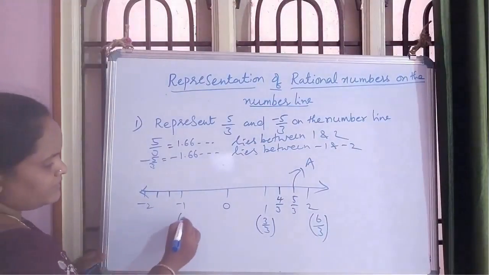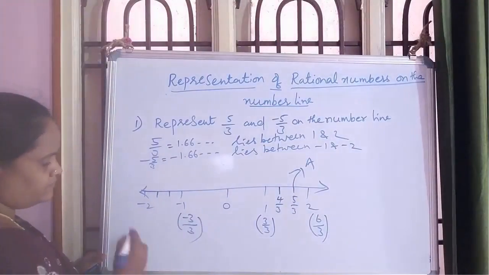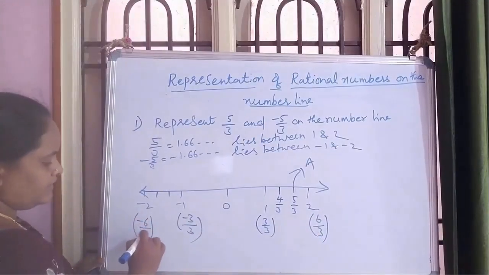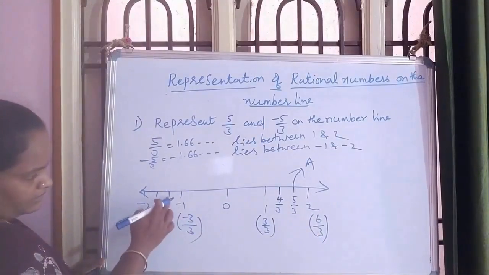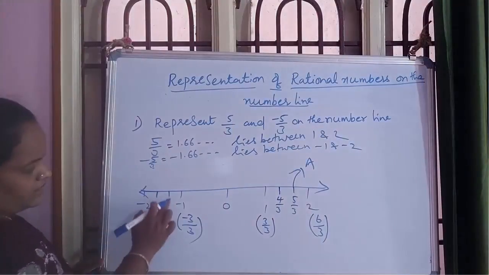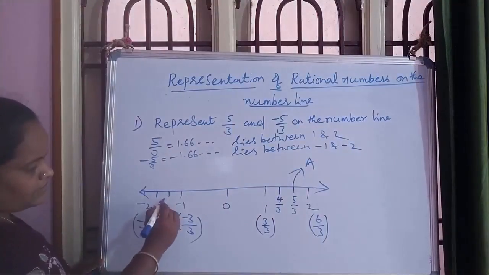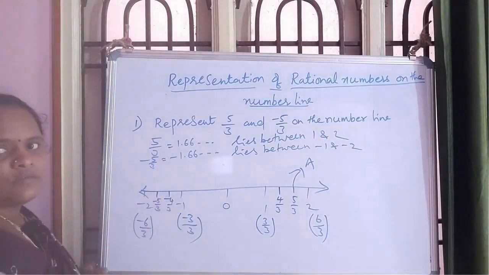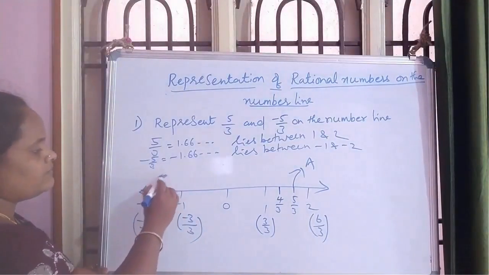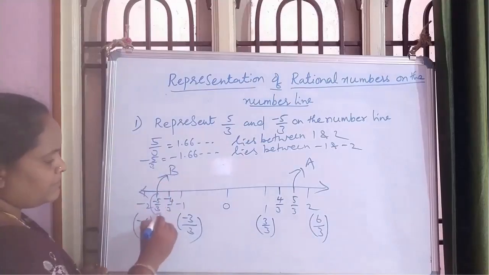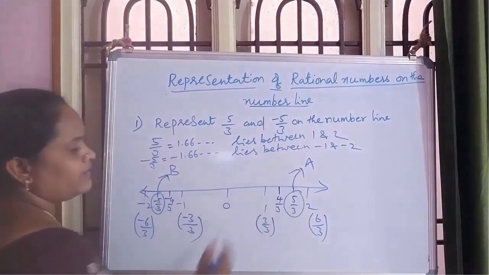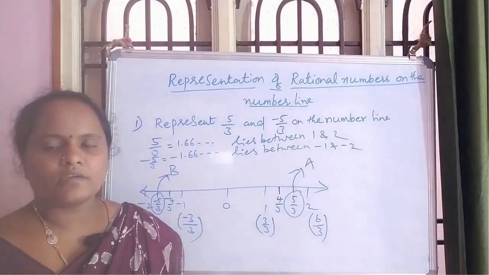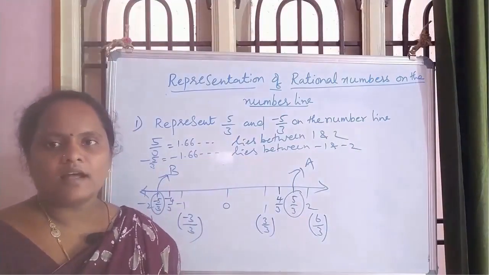Now minus 1 means minus 3 by 3. Minus 2 I can write like this, minus 6 by 3. So mark the numbers here. Immediately after minus 3 by 3, here minus 4 by 3, and the next number is minus 5 by 3. So this is our second number, B. Like this you can also represent rational numbers on the number line.